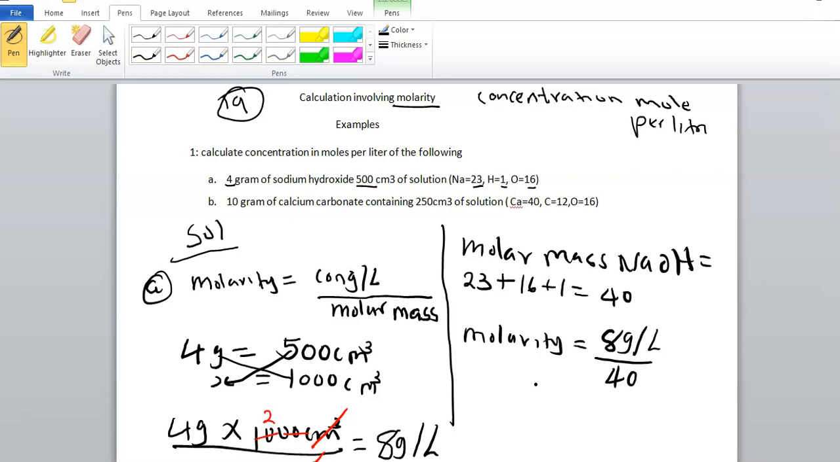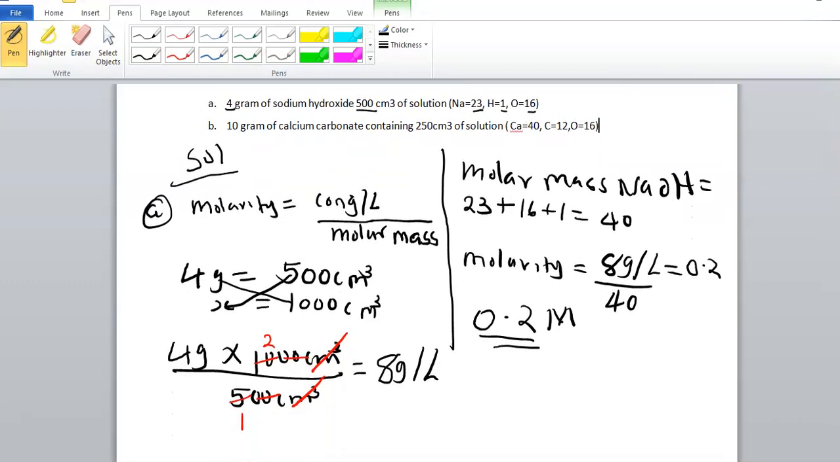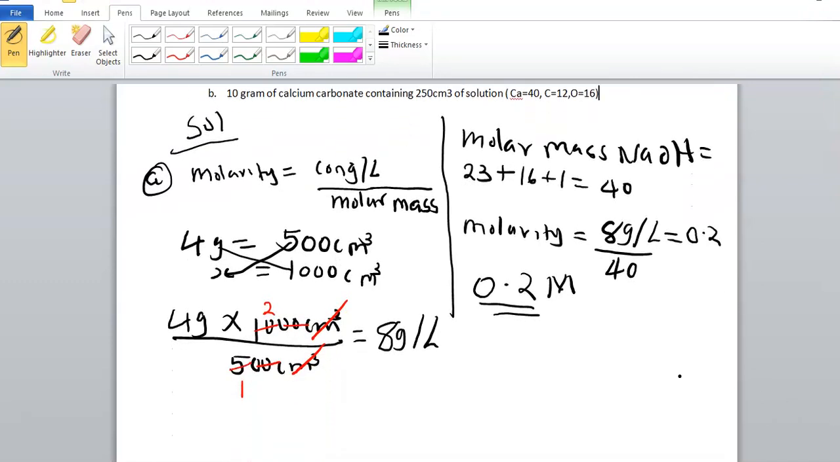Use the calculator please to calculate that. 8 divided by 40, very simple, is 0.2. You'll get 0.2 molar. So when you want to write that, you'll write 0.2 molar of sodium hydroxide. The capital M shows molarity.